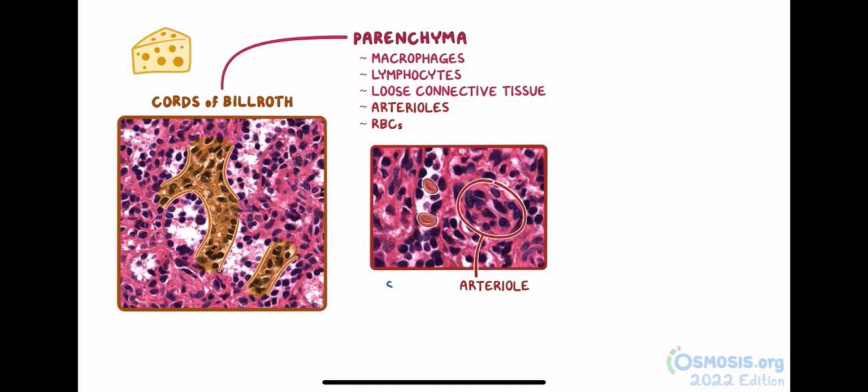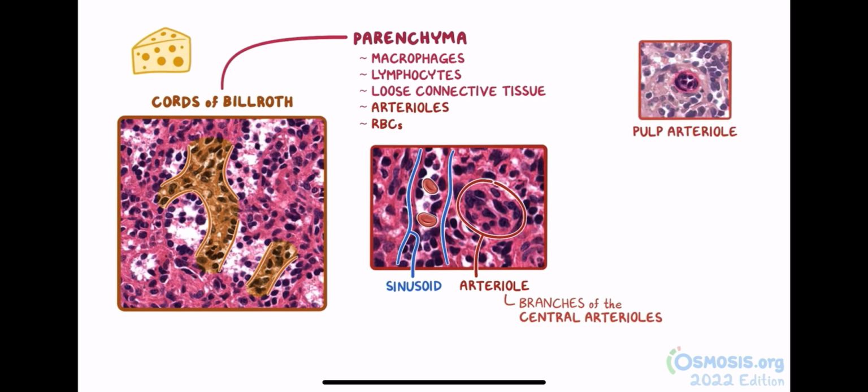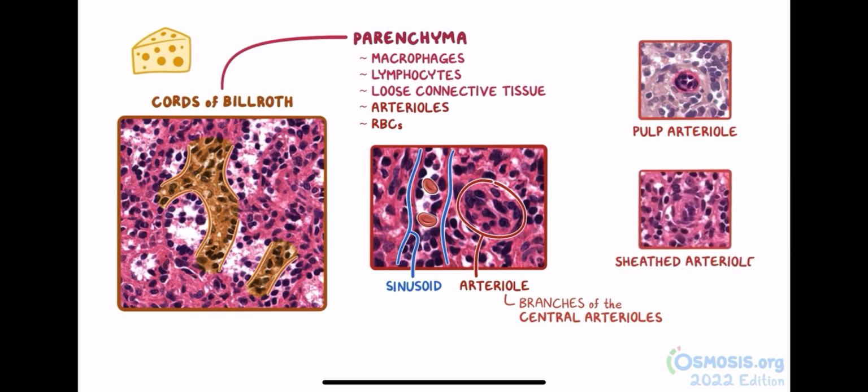from arterioles to sinusoids. The arterioles in the red pulp are continuations or branches of the central arterioles found in the white pulp. The arterioles are no longer surrounded by lymphocytes and are also simply called pulp arterioles. Portions of the pulp arterioles are called sheathed arterioles because they are surrounded by macrophages that help filter the blood. But there are also arterioles that don't have sheaths, and they're considered to be non-filtering arterioles.